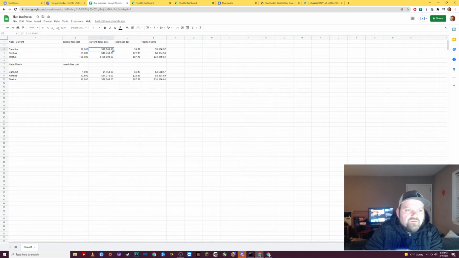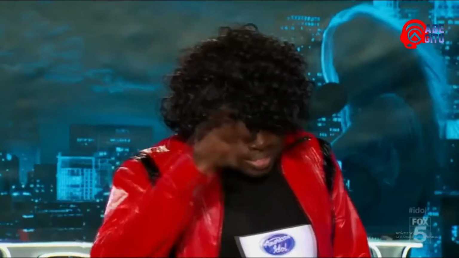$19,500 for a Cumulus node with a $9.89 per day return for a yearly income of $3,600. Not terrible, but almost $50,000 in current dollar cost for an $8,000 some odd dollar return, and then a $200,000 cost for a $31,000 return. Let's be honest. It's definitely a no for me. The value is just not there.